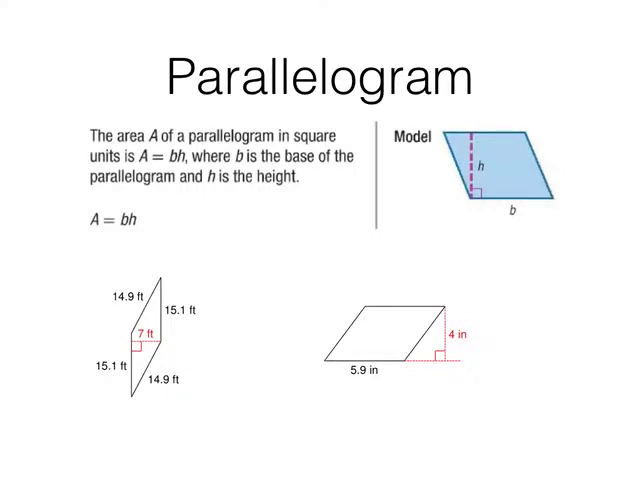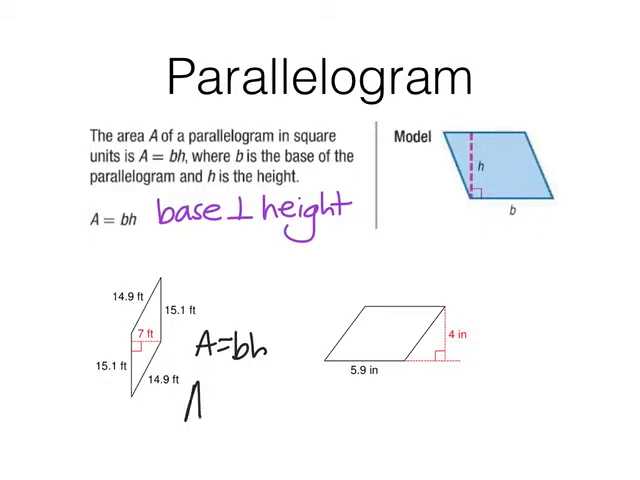So base times height, let's do it. Area equals base times height. In this one, remember, base and height, just like on the triangle, the base must be perpendicular to the height of the triangle. Must be.